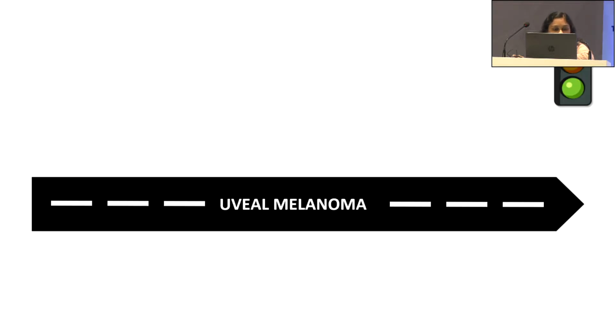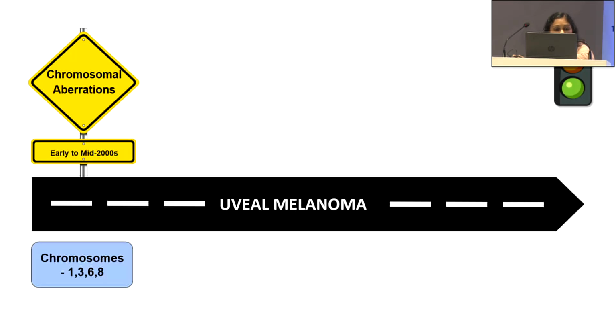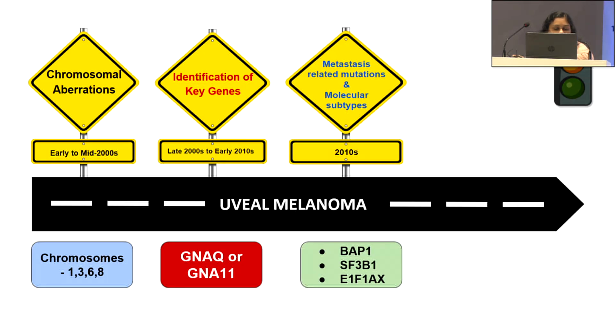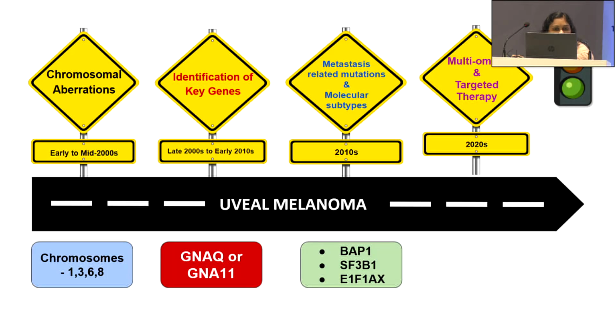Now coming to uveal melanoma. If you see the genetic roadmap, unlike retinoblastoma, it is short. It was only in the early to mid 2000s that the chromosomal aberrations were found to be associated with uveal melanoma. And the most important breakthrough was the identification of key genes, subsequently followed by the identification of the secondary mutations and molecular subtyping. Even though the road is short, the genetics in uveal melanoma has traveled a lot, and at present, with multiomics, we aim for targeted therapy in uveal melanoma.